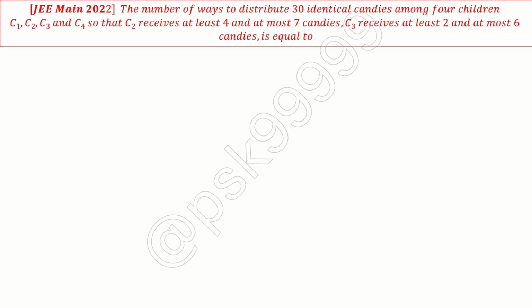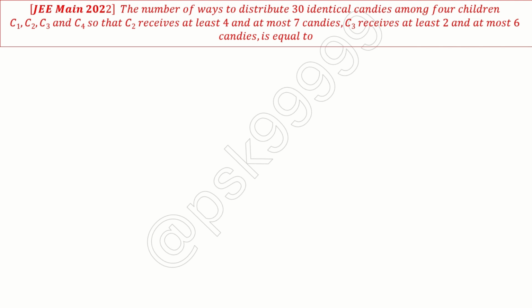Next question. The number of ways to distribute 30 identical candies among 4 children C1, C2, C3 and C4, so that C2 receives at least 4 and at most 7 candies, C3 receives at least 2 and at most 6 candies, is equal to. So this is also a stars and bars problem. The only thing is there is a condition, and the condition is different for different variables, correct? Previously we have seen distributing some n candies to 4 children with at least 2 each, so the condition was the same for all children. So it was easy to just give out the 2 candies before and then distribute the remaining candies among the 4 children.